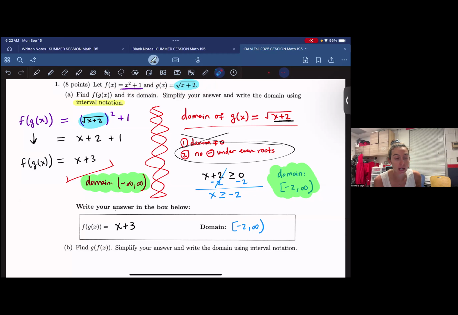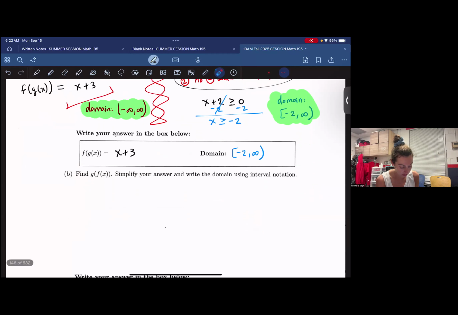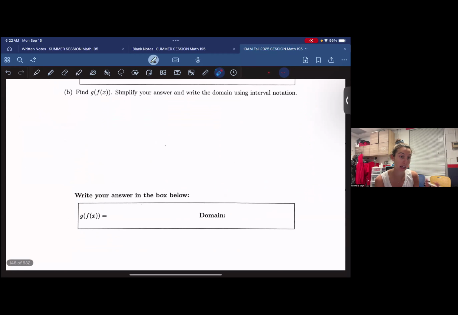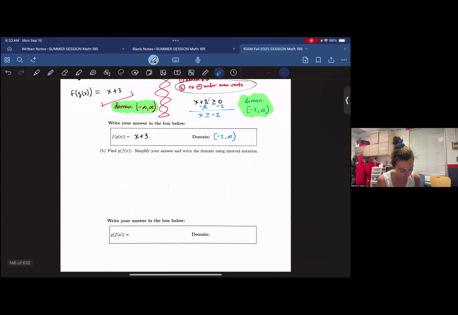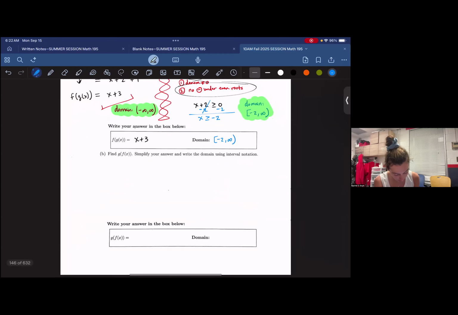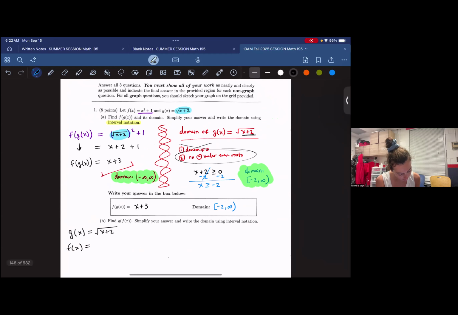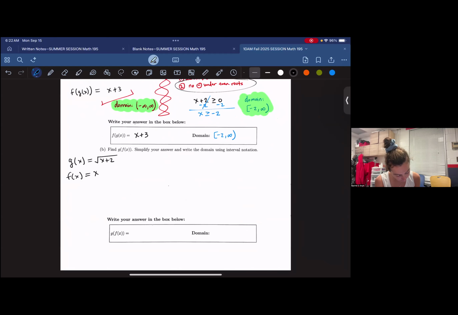Now let's go ahead and look at part B of this problem, where now instead of finding f of g of x, we're finding g of f of x. So I'm going to go ahead and write these functions again down here so I don't have to keep scrolling up. Our g of x is equal to the square root of x plus 2, and our f of x is equal to x squared plus 1.